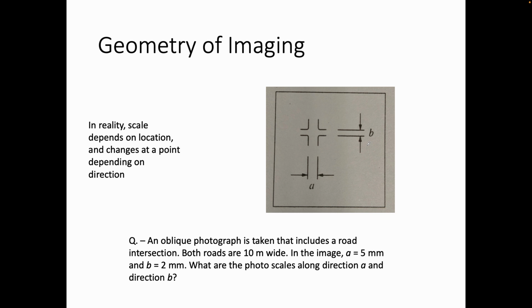Well, we do the same thing. We've got 5 millimeters, and we're going to divide that by 10 meters of the actual distance. And so 0.05 meters divided by 10 meters, that's going to be a scale of 1 to 2,000. So that'll be this scale. And then for B it's a different number. B is 2 millimeters in the image for 10 meters in reality. And so that's going to give us a 1 to 5,000 ratio. Okay, so the scale can change depending on the direction.